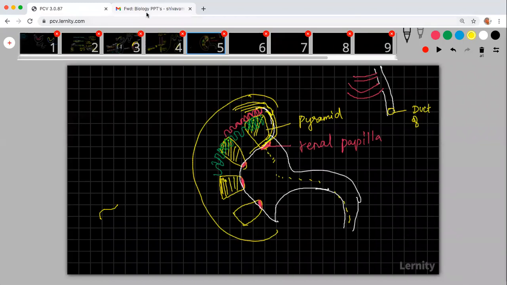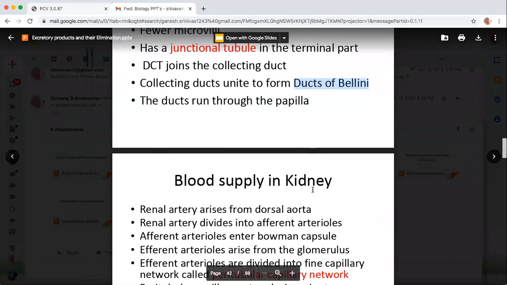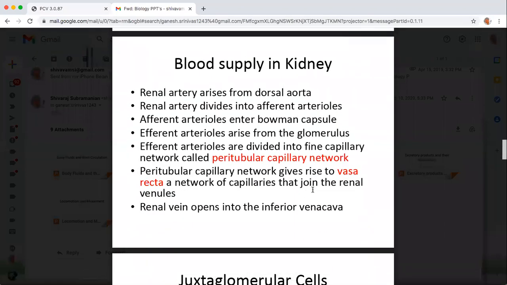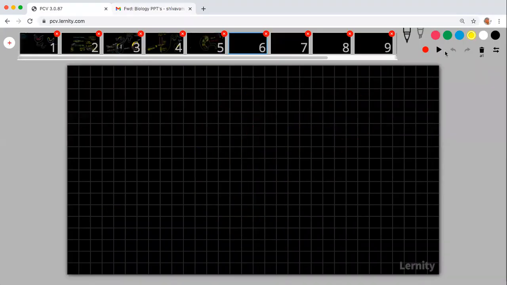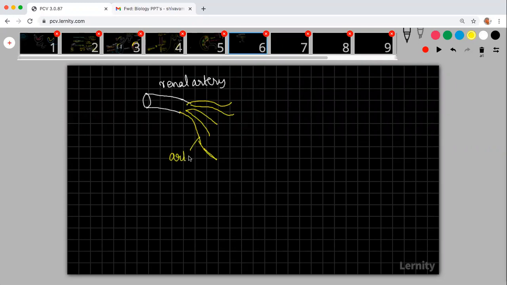Okay, so now let us move on. We don't have much time. So how is the blood supply in the kidney? I will try to explain this in a slide and then we can come to the slide. Okay. You have your renal artery. This renal artery, when it is coming, will branch into arterioles.